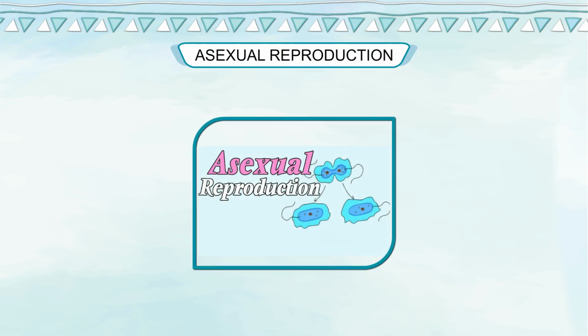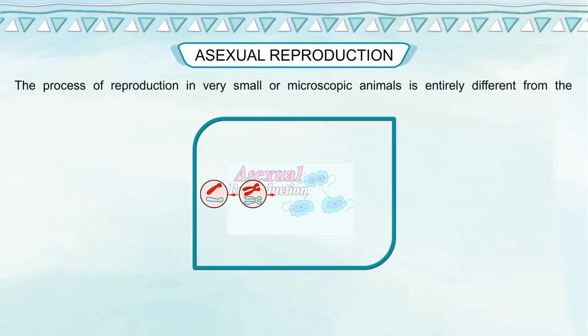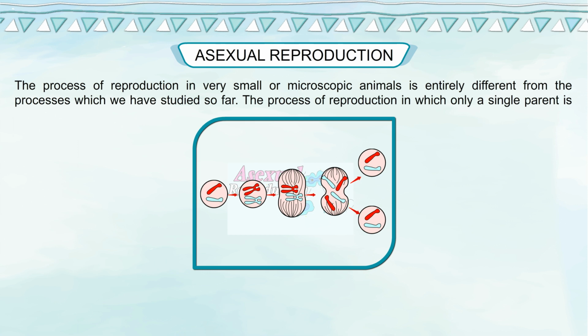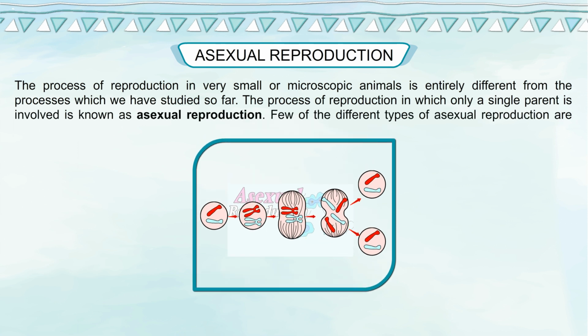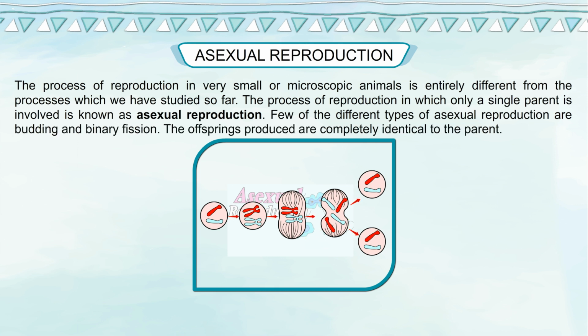Asexual reproduction. The process of reproduction in very small or microscopic animals is entirely different from the processes which we have studied so far. The process of reproduction in which only a single parent is involved is known as asexual reproduction. A few of the different types of asexual reproduction are budding and binary fission. The offsprings produced are completely identical to the parent.